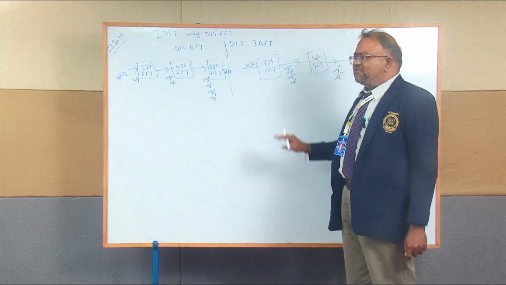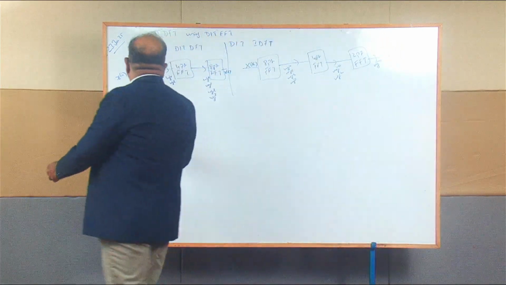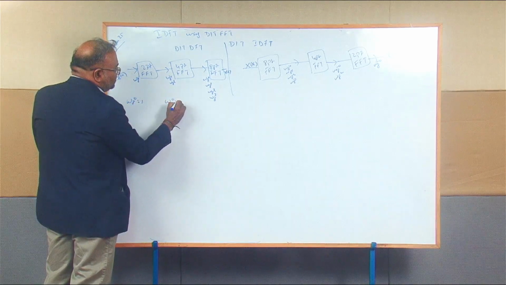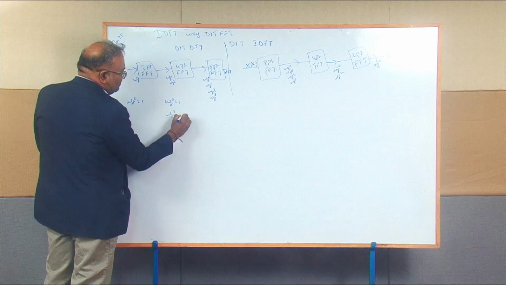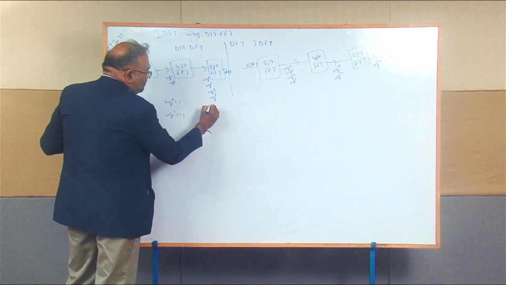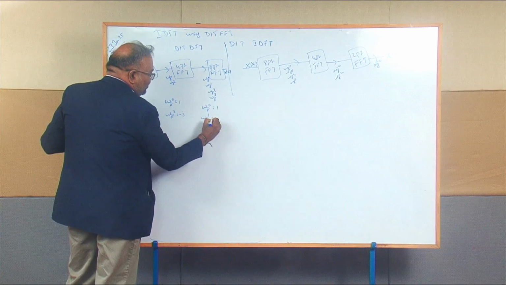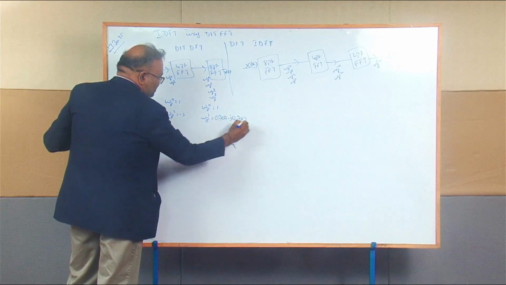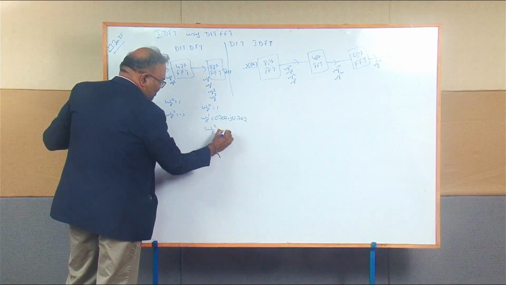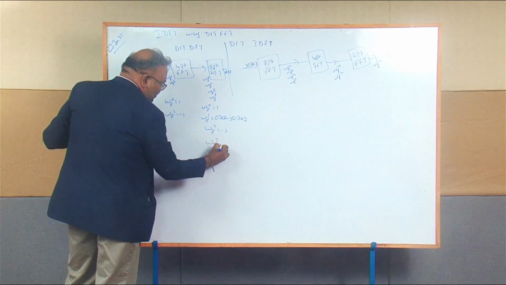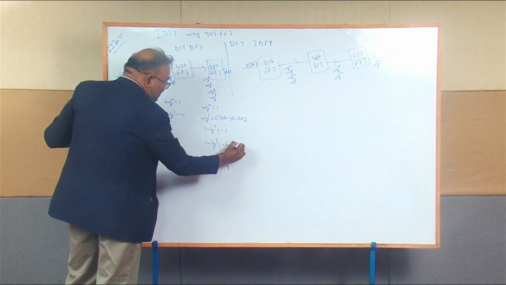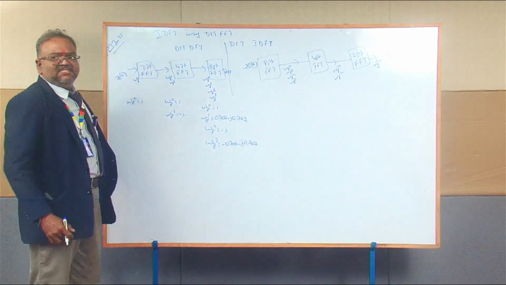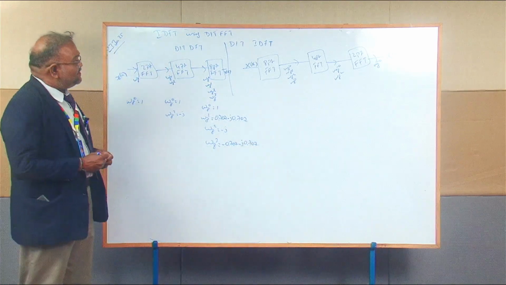So, if you calculate the twiddle factors, here we will have W8 power 0 is 1, here W8 power 0 is 1, W8 square is minus j, W8 power 0 is 1, W8 power 1 is 0.707 minus j 0.707, W8 power 2 is minus j, W8 power 3 is minus 0.707 minus j 0.707. So, these are the twiddle factors we have calculated earlier.